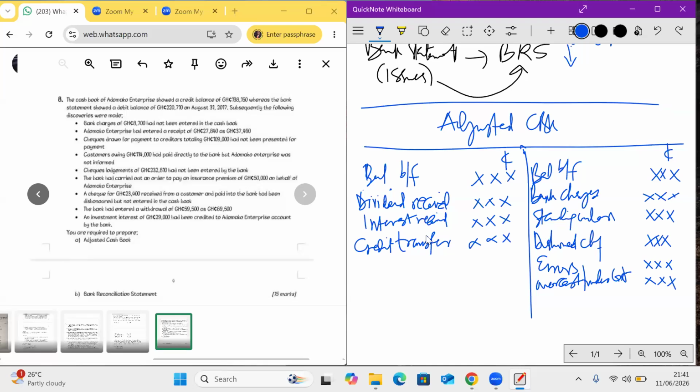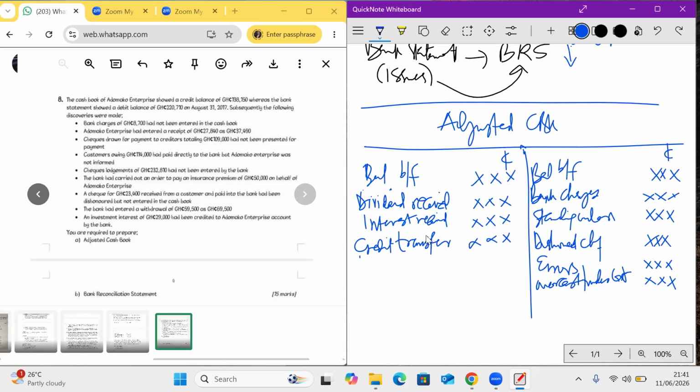As I said, these are issues affecting the cash book because they are not in the original cash book. So a secondary or supplementary book is opened, which is called the adjusted cash book, which is used to correct the issues which should have been in the original, but are not. However, those issues are in the bank statements. Do you get it? Yeah.